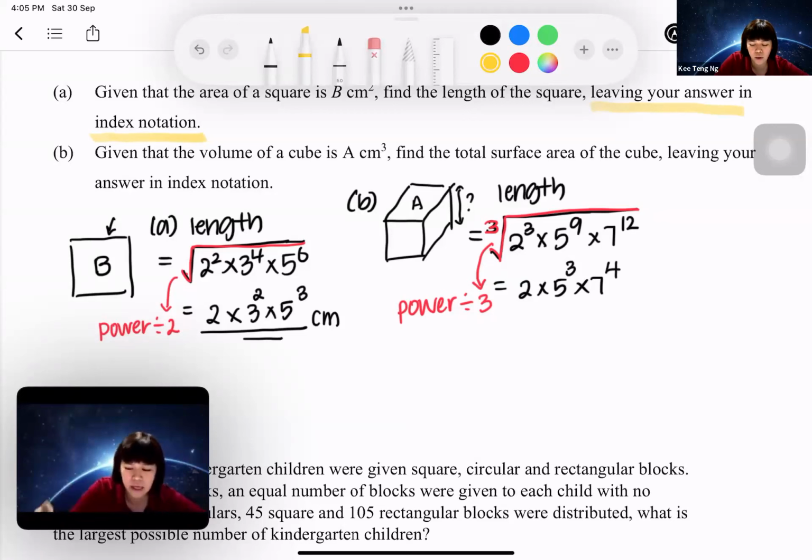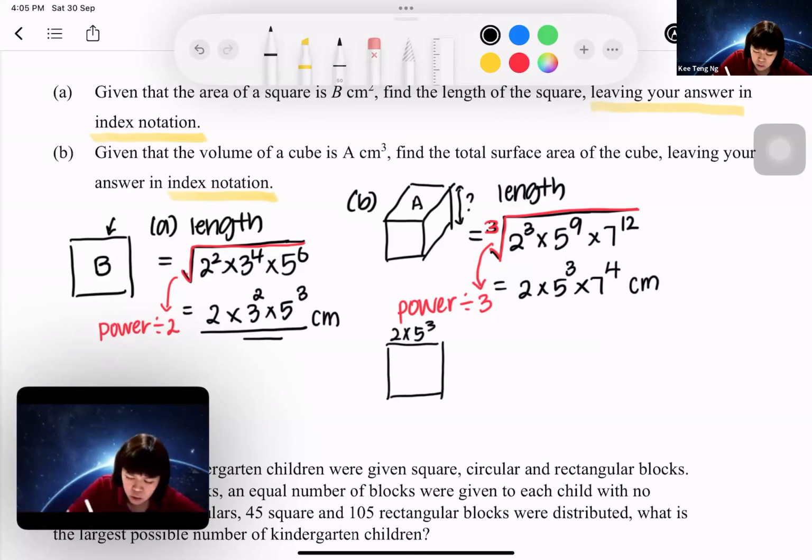In this case, the question wants the total surface area, leaving the answer in index notation. So I'm going to leave this here. But this is only in terms of the length of one side. The length of one side is 2 times 5 cubed times 7 to the power of 4. How are we going to find the whole area? This is a square, right?